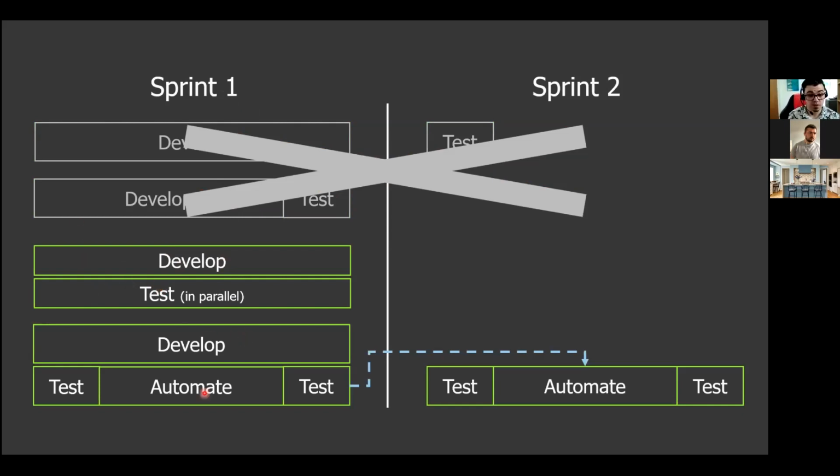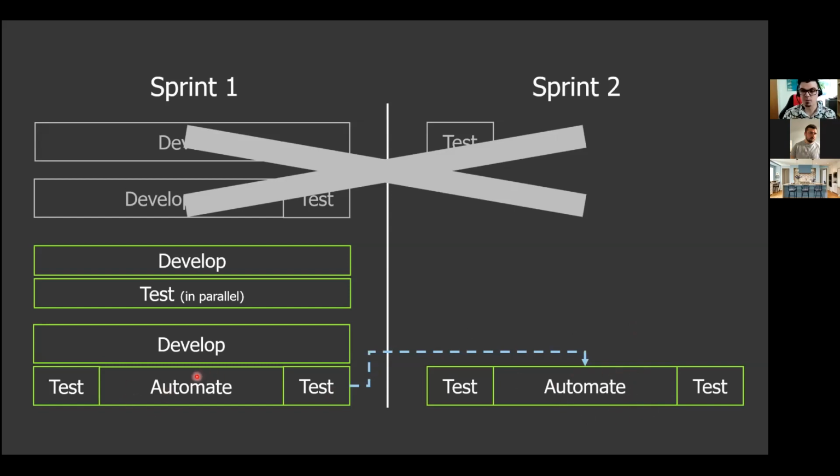Or doing something like this, where we have some testing of ideas and design up front. We're spending some time automating in the sprint, and then testing what was developed in the sprint. And those tests, from our exploratory standpoint, would then go in and feed into the next sprint's automation.